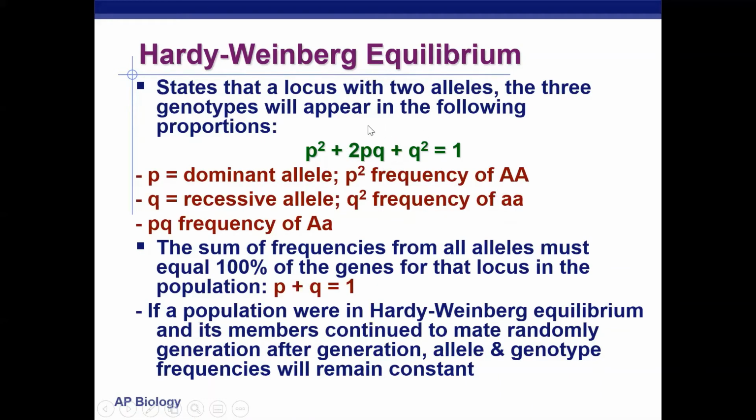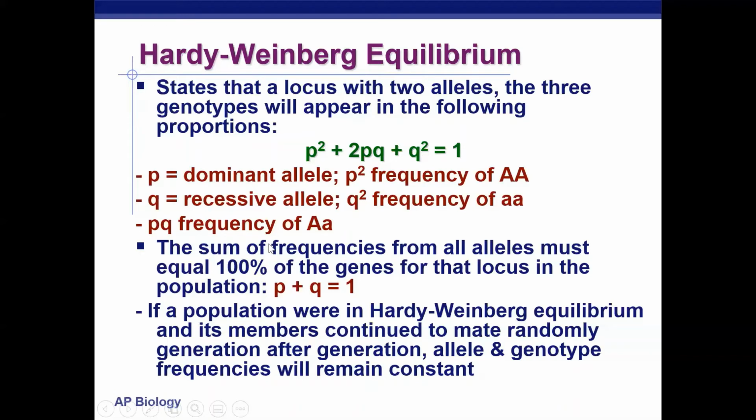2pq refers to everyone in that population that is heterozygous, big A, small a. And then q squared, that's our homozygous recessive. That's everyone in the population that is homozygous recessive. So q squared, once again, will be the frequency of small a, small a. So just to recap, p squared is homozygous dominant, 2pq is heterozygous, and q squared is homozygous recessive. And they have to equal 1. Since we're only looking at 2 alleles, they should equal 100% or 1.